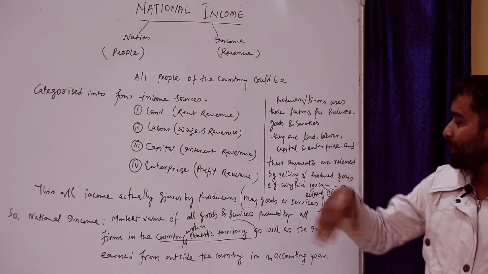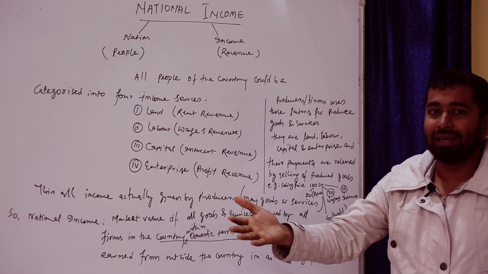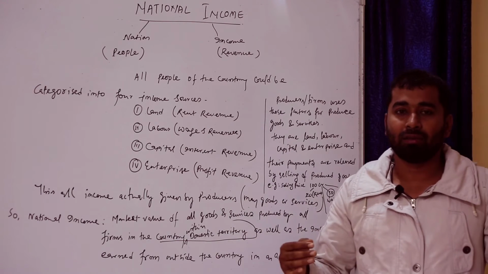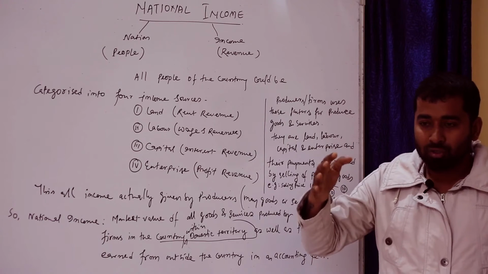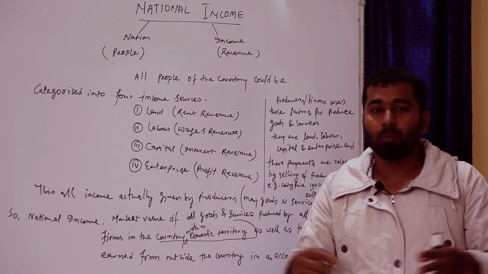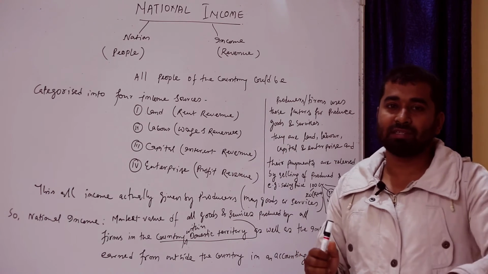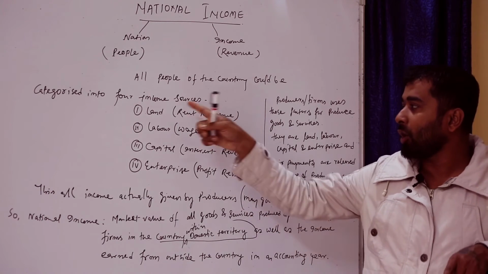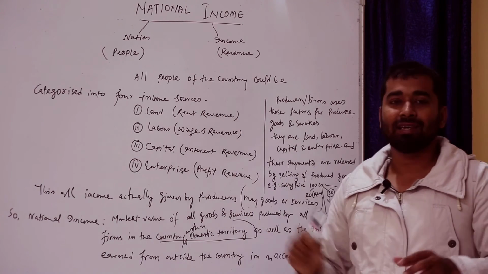Now if they are paying to them, indirectly, from where does the producer get that money? Definitely from the goods and services the producer produced. By selling those goods and services, the money earned by the producer should be distributed among them in the form of this revenue.